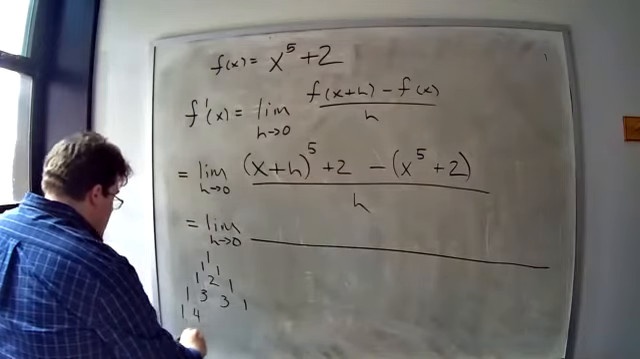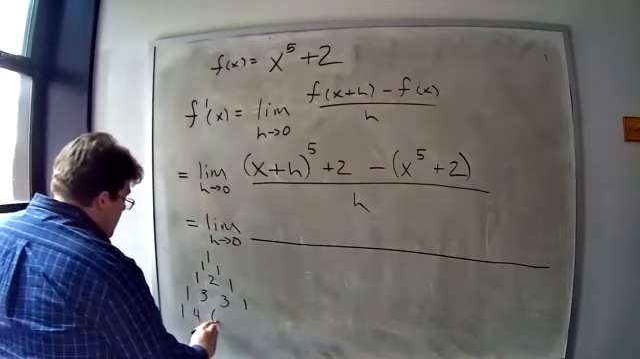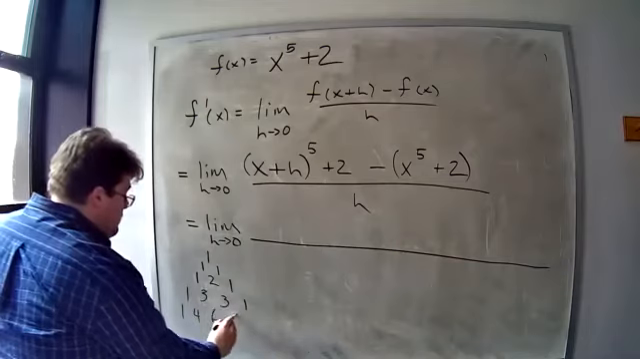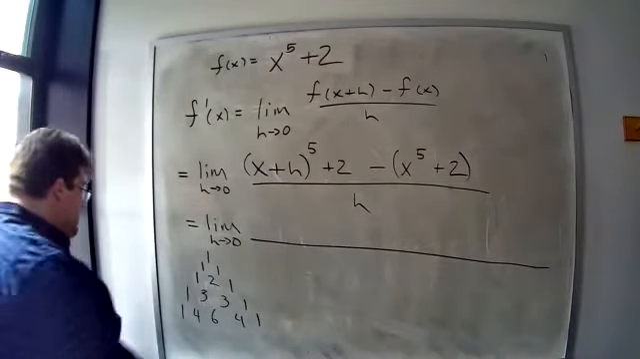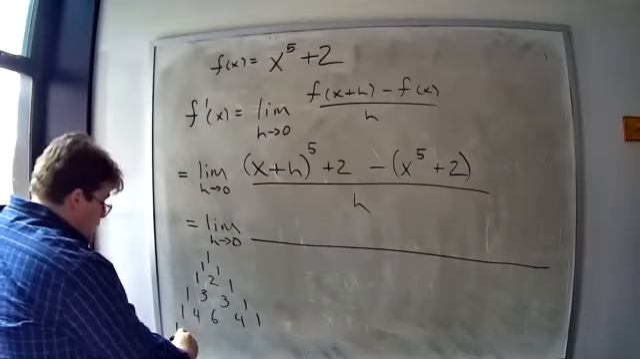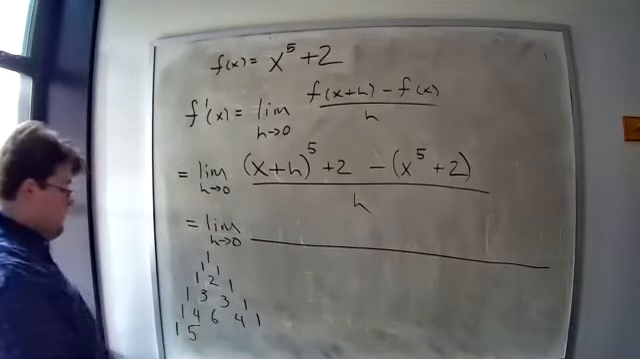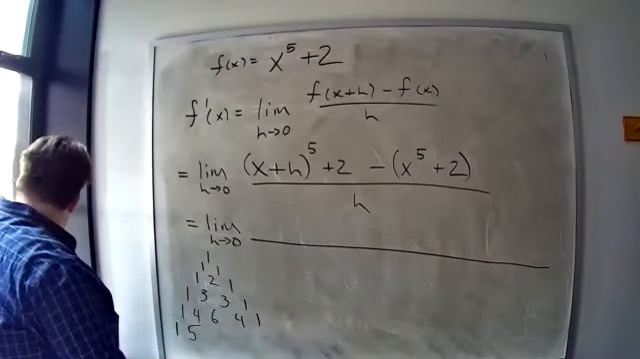So what do we get? 1. 1 plus 3 is 4. 3 plus 3 is 6. 3 plus 1 is 4. And with a 1, that's not a 5. We need another row. Start with a 1. 1 plus 4 is 5. Well, that means this row is going to give us what we want.